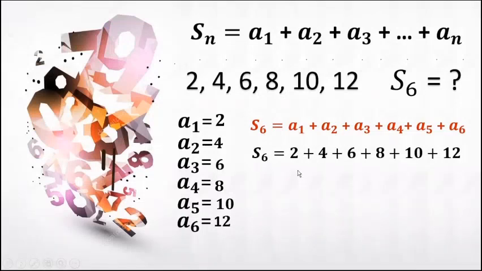S sub 6 is equal to 2 plus 4 plus 6 plus 8 plus 10 and plus 12. When we add all these terms, we will get 42. Meaning to say, the series of this sequence is equal to 42.